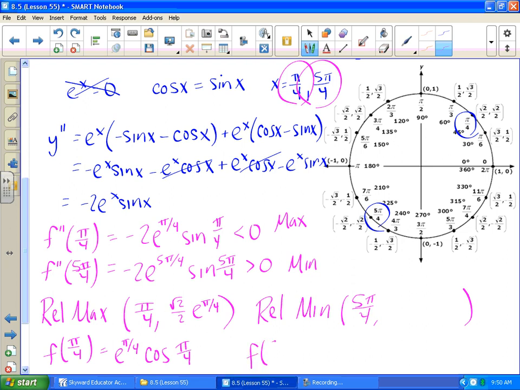Okay, then we'll find it at 5 pi over 4. So we would have e to the 5 pi over 4. And then cosine of 5 pi over 4 is what? Negative square root of 2 over 2. And then I still have that e to the 5 pi over 4. So this would be our exact answer there.